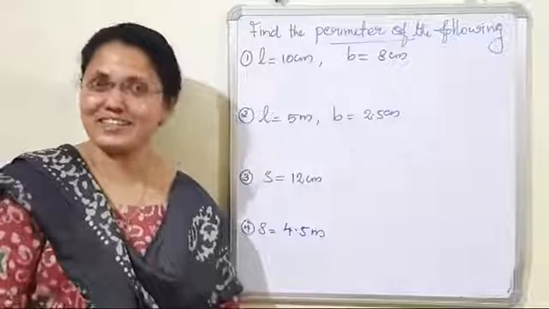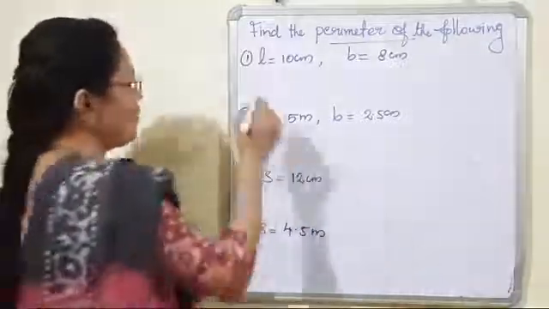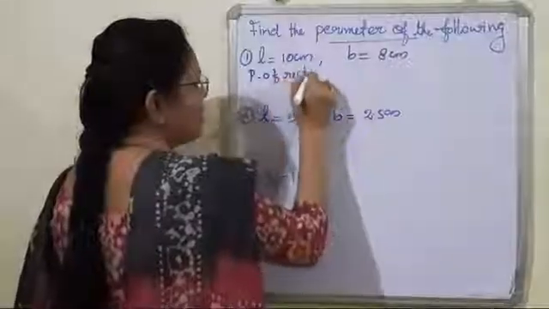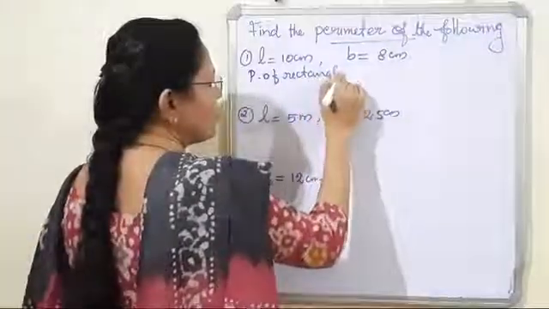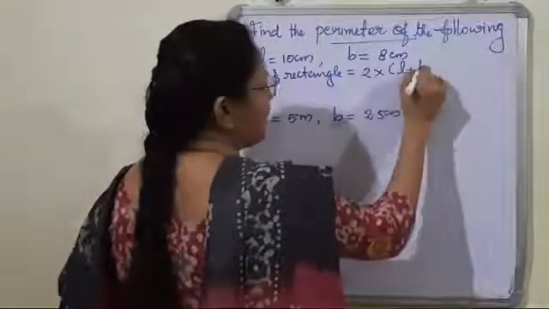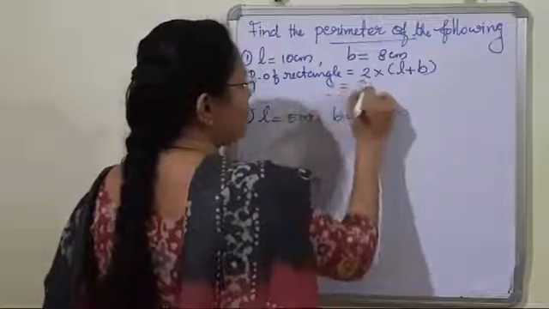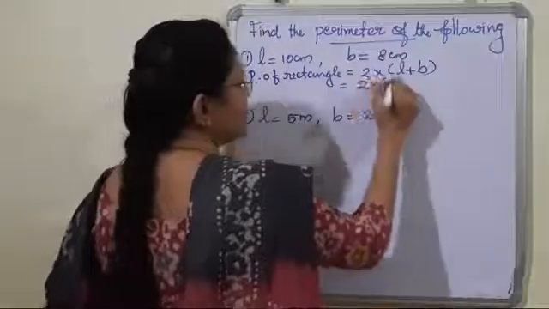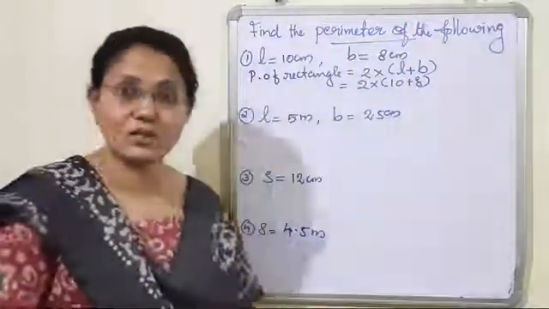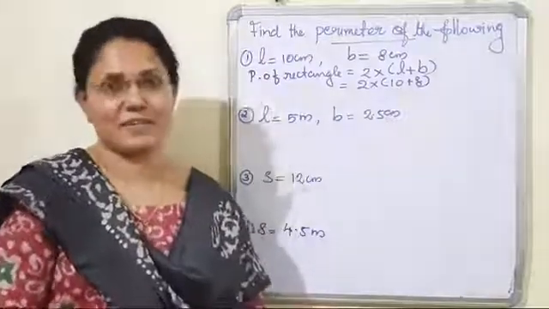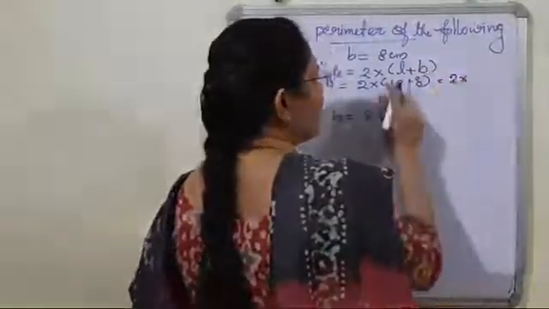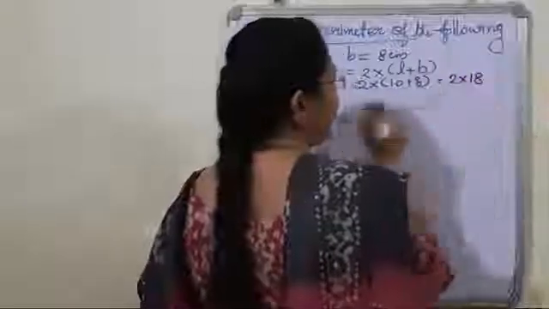Okay, length and breadth is given. It is a rectangle. So first we can write the perimeter of a rectangle. What is the perimeter of a rectangle? We should write the formula, that is 2 into (L plus B). Substitute the value here. 2 into (10 plus 8). First we have to do the calculation inside the bracket. Don't forget this. First we can do 10 plus 8, that is 18.